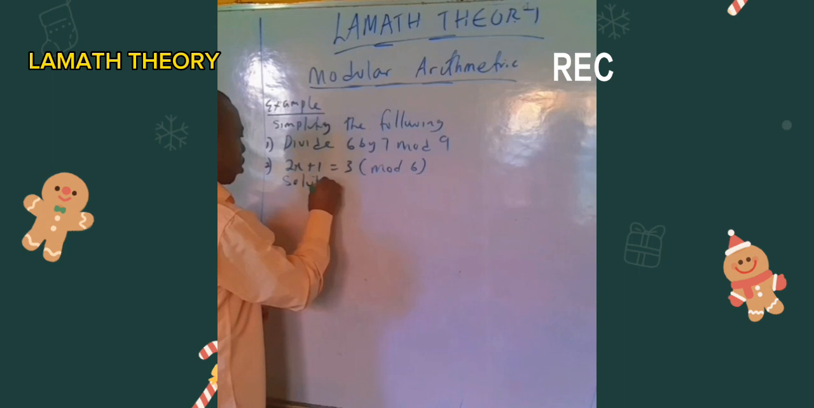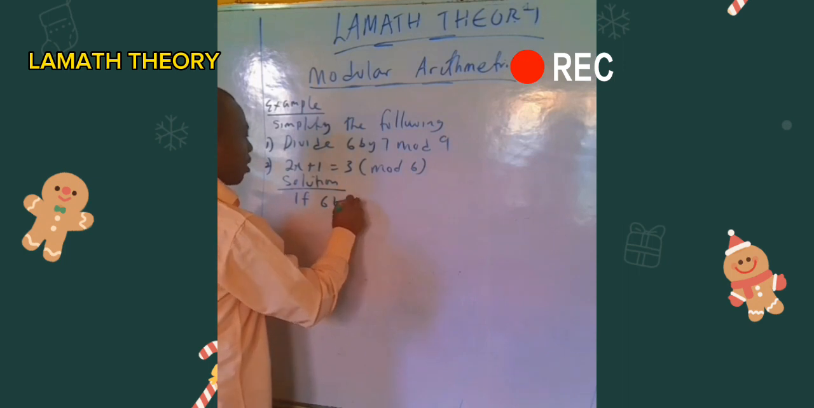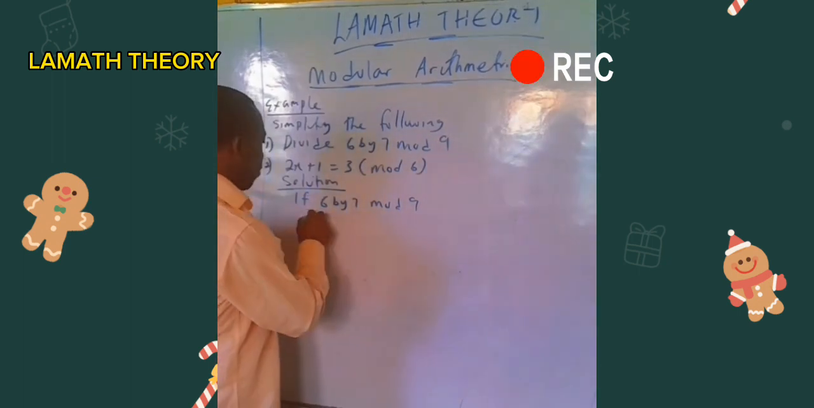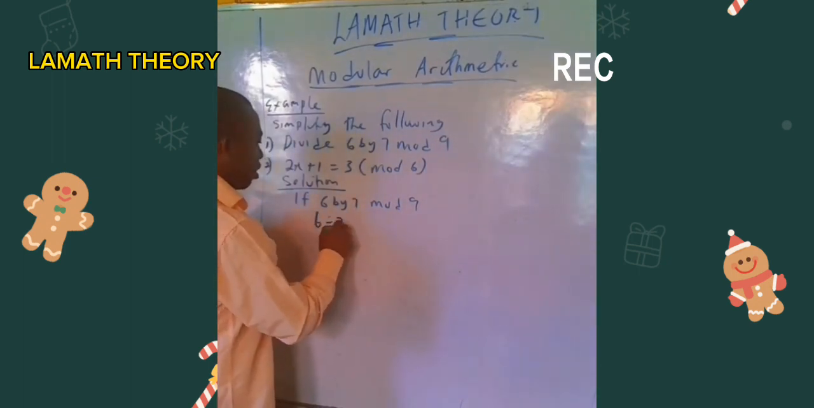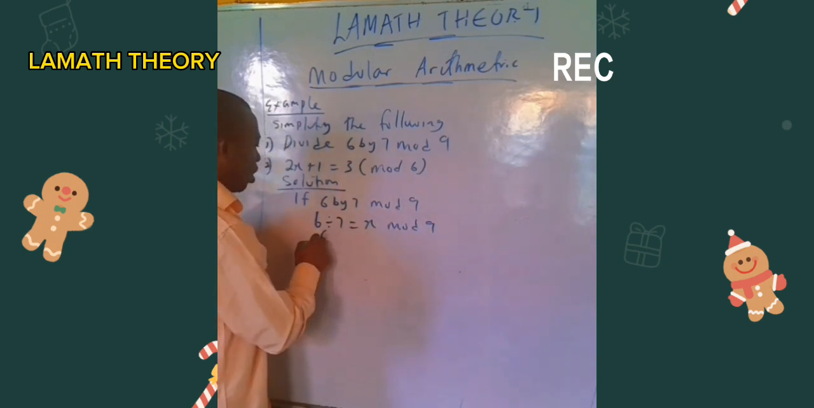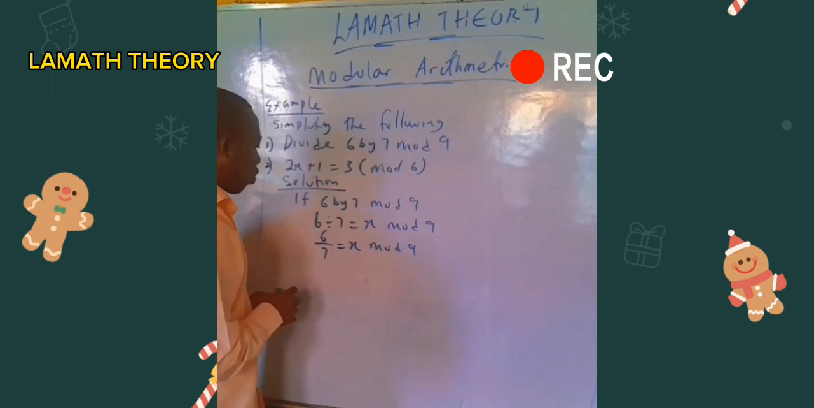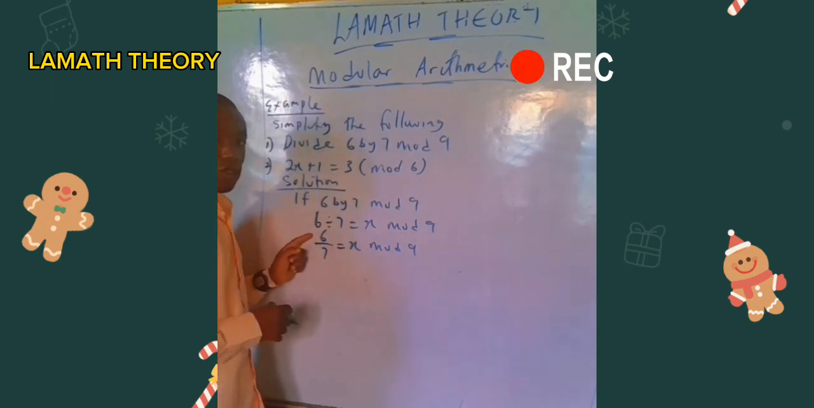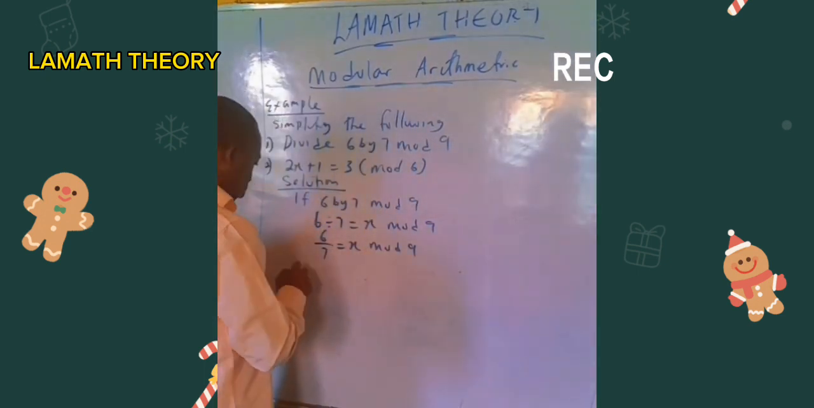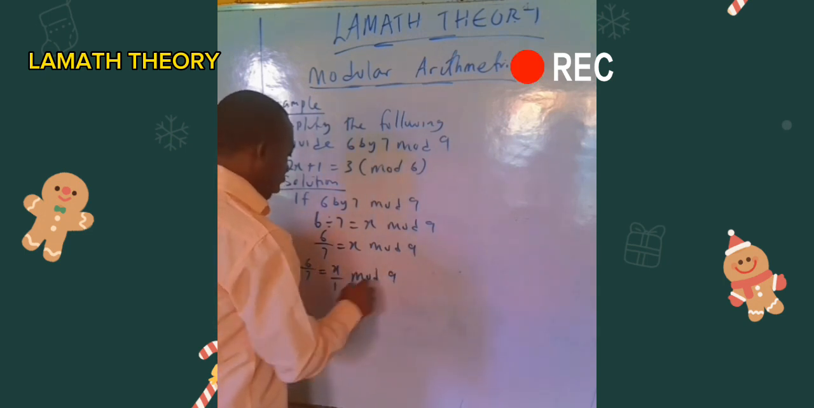Solution, where we have 6 by 7 modulo 9. So I'm going to introduce x, where we have 6 divided by 7 equals x, modulo 9. Now we have 6 over 7 equals x, modulo 9. And we all know that 6 cannot be divided by 7 evenly; that will give us 0 point something. Now we say we have 6 over 7 equals x over 1 modulo 9.